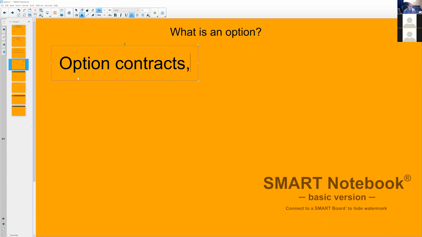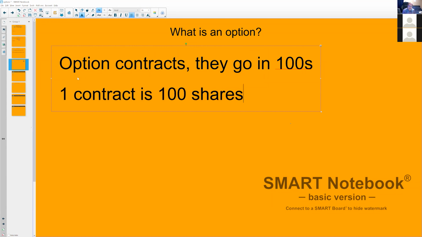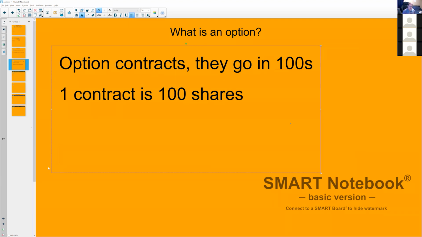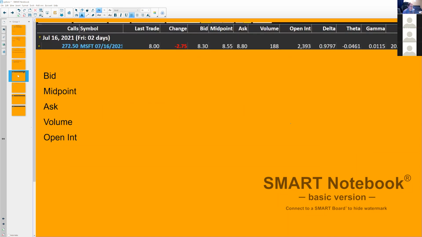So option contracts go in 100s. One contract is 100 shares. So when you buy an options contract, you're technically using 100 shares of whatever that stock is. If I were to buy 4 call options, you're using 400 shares. That's just layman's terms. There's more technicals behind it, but just remember one contract is 100 shares, and that's a big thing because on the next page you're going to see some figures in cents, and we'll explain what that means in a second. Good info.